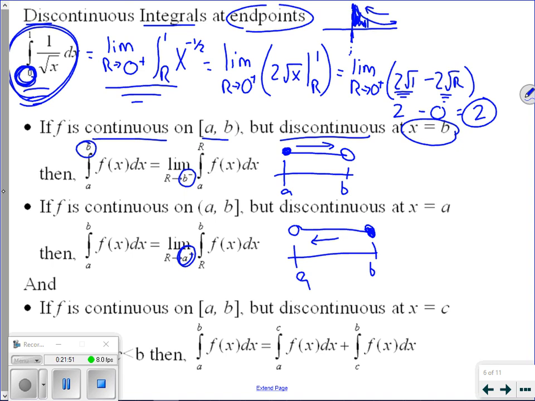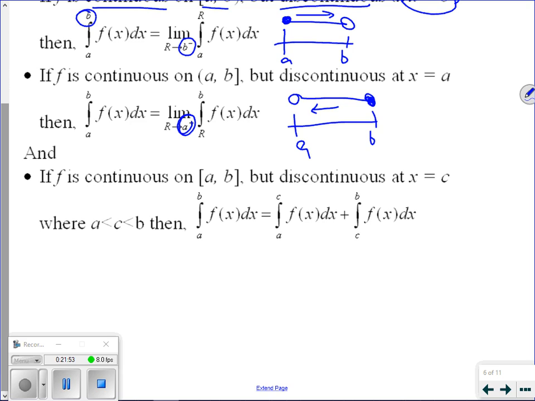And if there was a point somewhere in the middle of the interval, so it's not continuous at some point C, which is between A and B, we would have to split up the integral. So instead of A to B, we would do A to C and C to B, where this would be approaching C from the left side, and this would be approaching C from the right side. So again, we'll see examples of this after this slide.